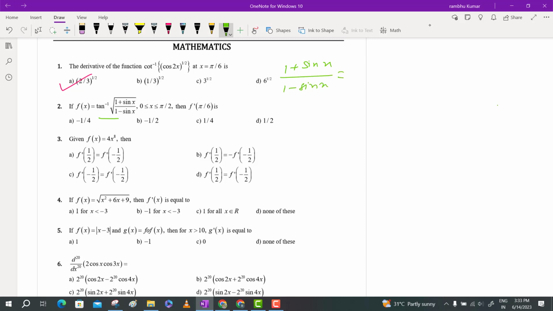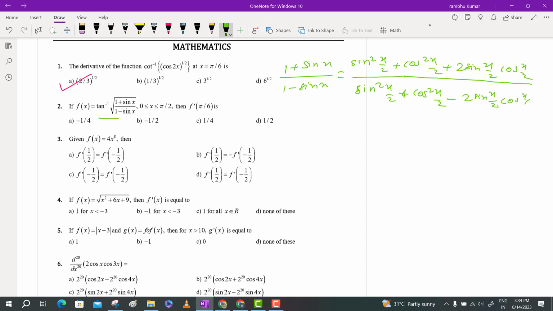This we can write as (sin square x by 2 plus cos square x by 2 plus 2 sin x by 2 cos x by 2) divided by (sin square x by 2 plus cos square x by 2 minus 2 sin x by 2 cos x by 2). This whole thing you can write.